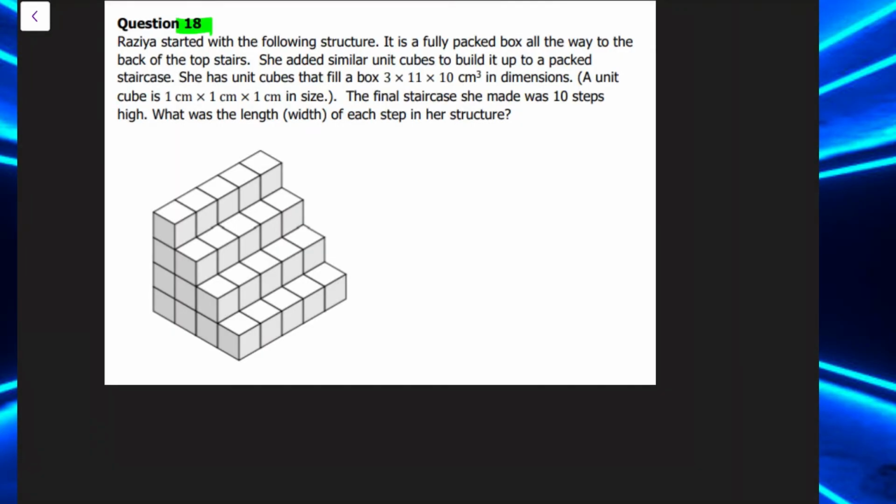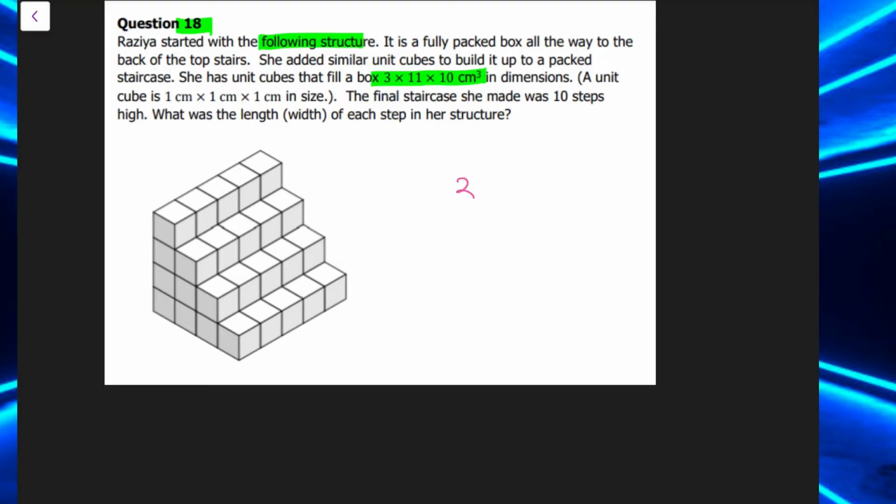Question number 18. We are building the following structure. It is a fully packed box. Back to the top of the stairs, she adds similar unit cubes to build it up to a packed staircase. She has unit cubes that fill a box. So we have these many cubes.